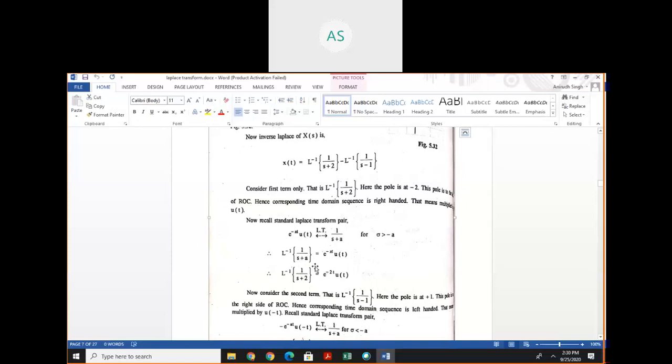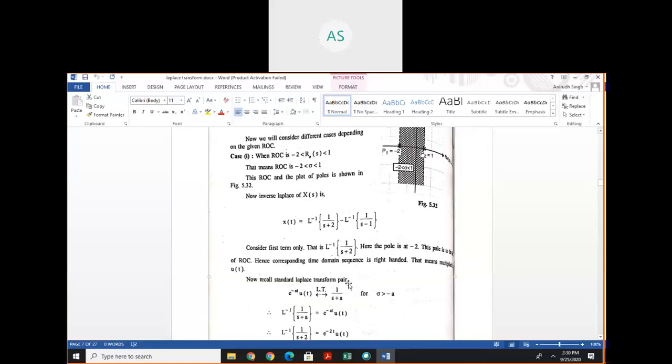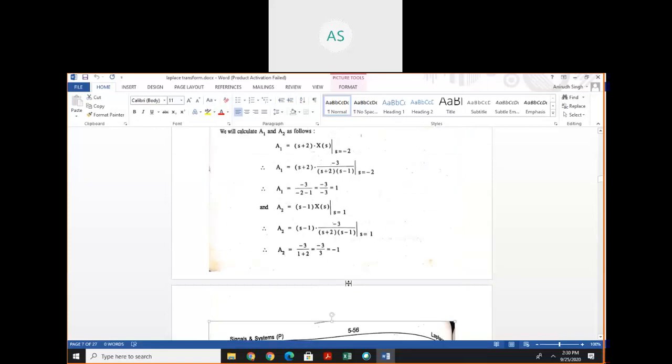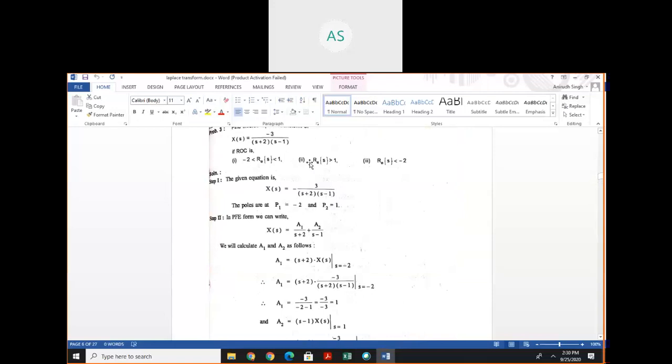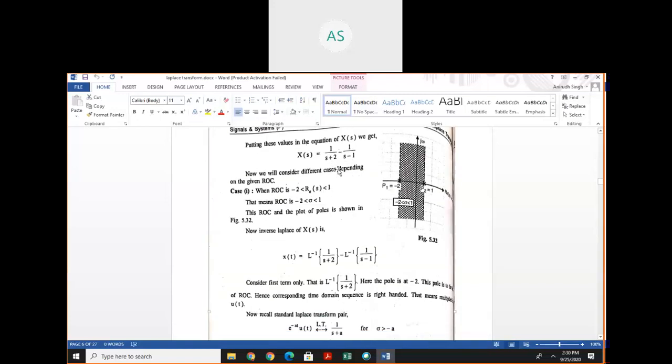And this pole lies to the left hand side of the ROC. So we multiply this time domain signal with u(t) and we use the standard Laplace transform pair e^(-at)u(t) equal to 1 by (s + a) for sigma greater than -a.